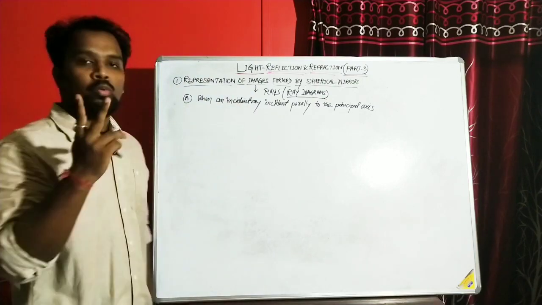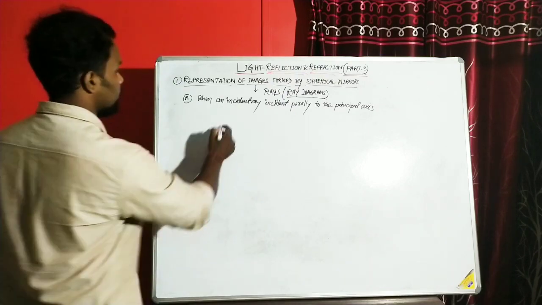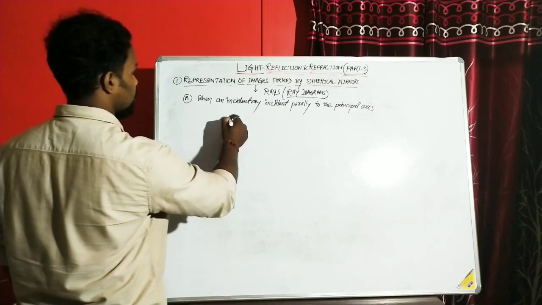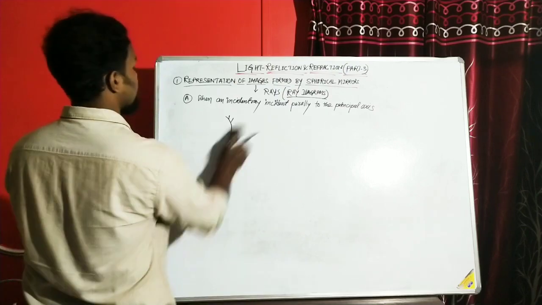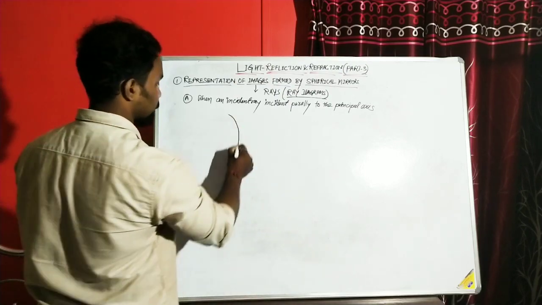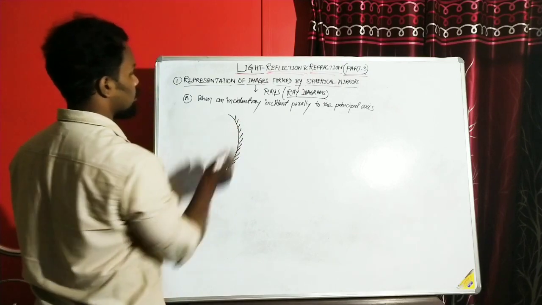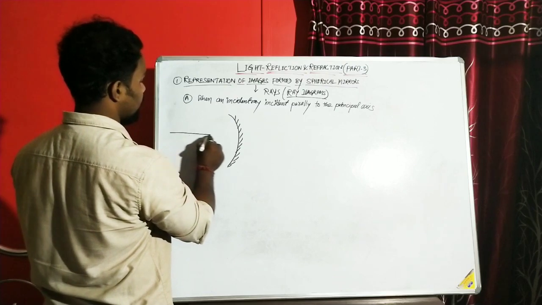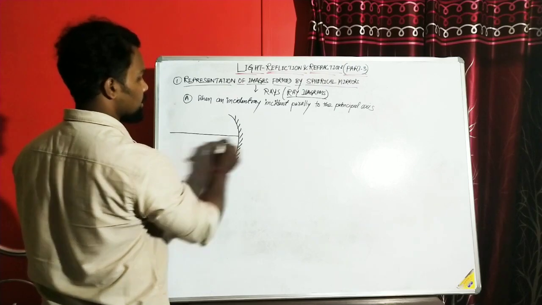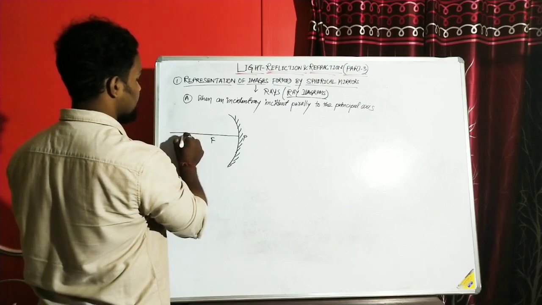Now we are going to consider two reflecting mirrors. What are those? Concave and convex mirror. First I will draw one, a bit bigger so it is visible for you. This is the concave mirror. First I will draw the principal axis. This is the pole, this is the focus, and twice the focal length is the center.